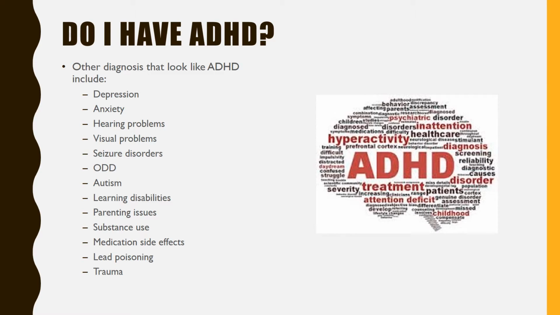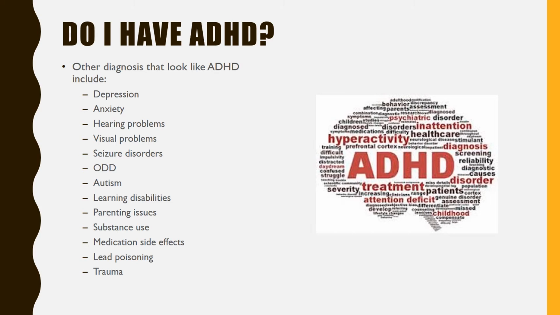We touched on that a couple minutes ago. Parenting issues, that's a big one. What kind of environment is this child growing up in? What's the relationship like between the parents? Substance use in adolescence can look a lot like ADHD. And here's something very important.